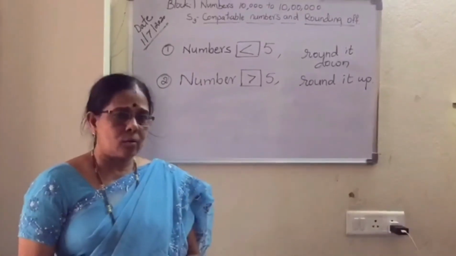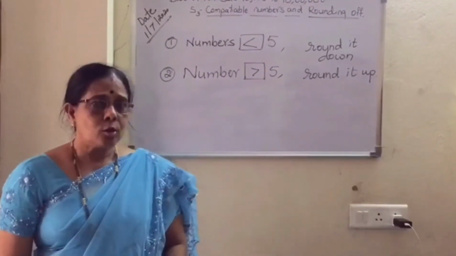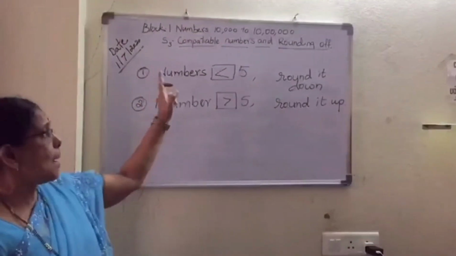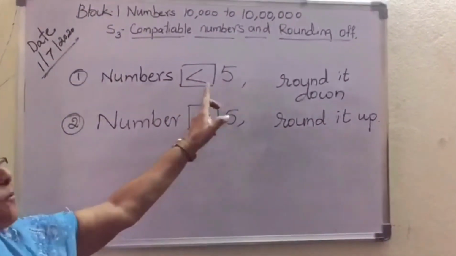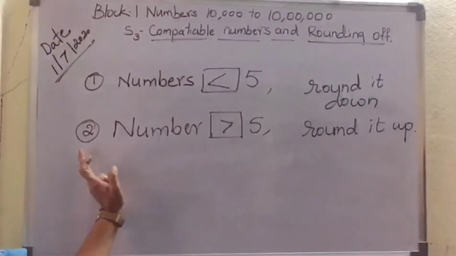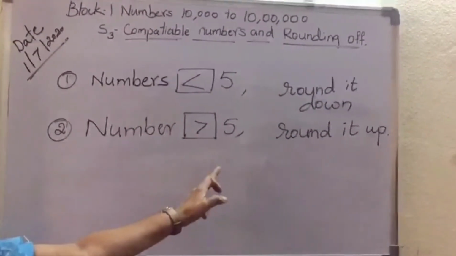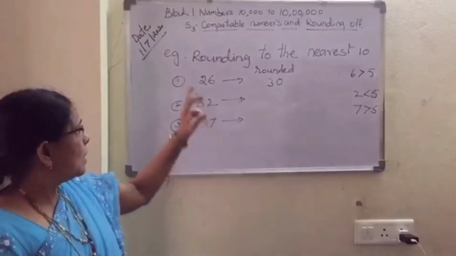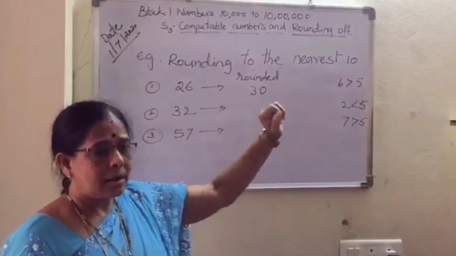Before starting to round off numbers, you have to follow two rules. Which are the two rules, children? See, the first one: if the number is less than 5, round it down. The second one: if the number is greater than 5, round it up. Children, now I'll explain rounding to the nearest tens.